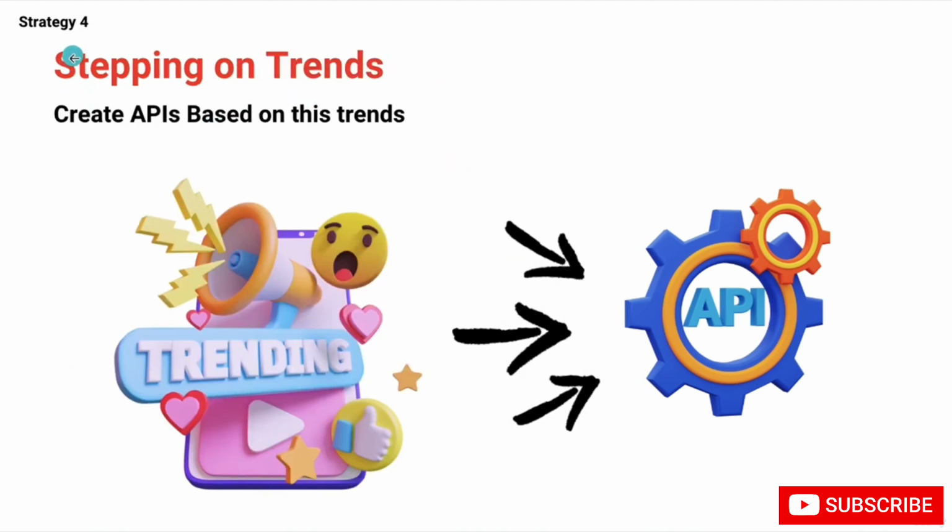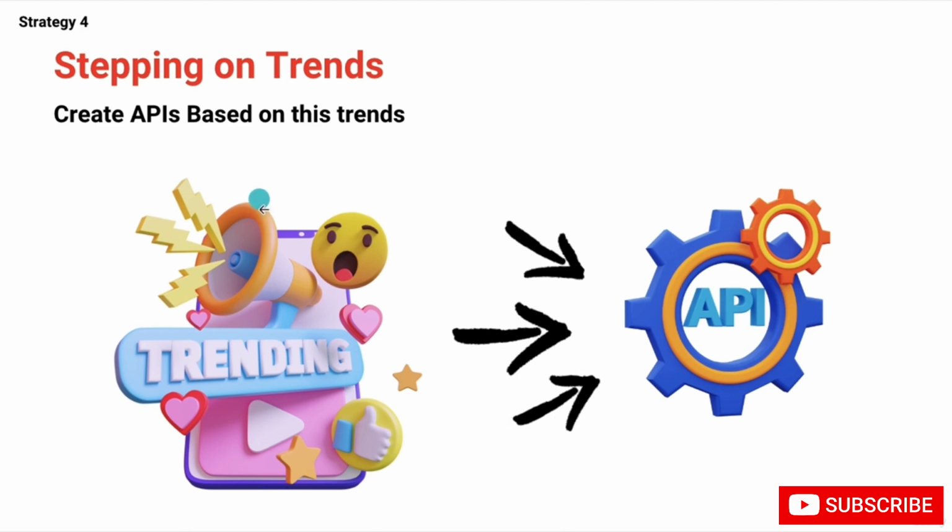Now strategy 4 is stepping on trends. That means here you just have to create APIs based on these trends. Okay, so I will show you some of the trending sites that will tell you about the hot topics going on in the world. On that basis you can create your API. So the chances will be very high that your API will get more popularity, right?